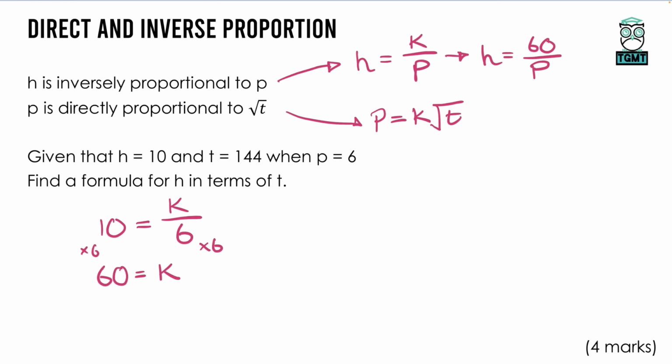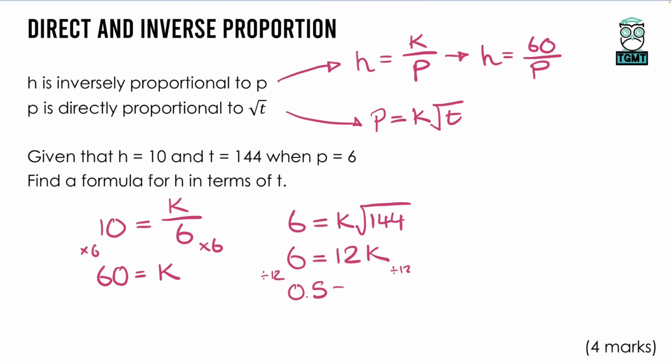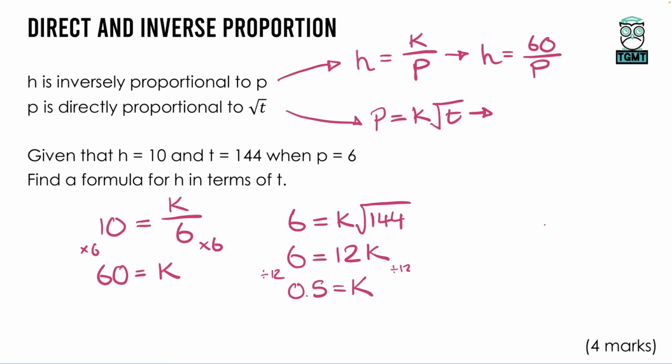For our second one, we can deal with that as well. We know that p is equal to 6, so 6 is equal to k multiplied by the square root of 144. The square root of 144 is 12, so 6 is equal to 12k. And we can divide both sides by 12, and we get 0.5, or 6 over 12, or you could write it as 1/2, is equal to k. So p is equal to 0.5 root t.